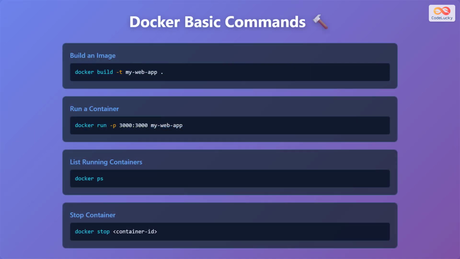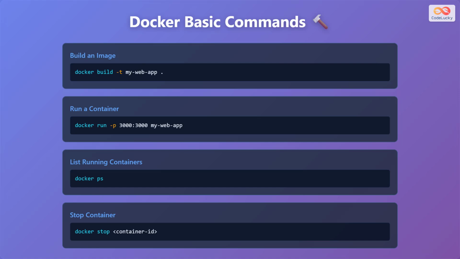Let's explore some basic Docker commands you'll use frequently. To build a Docker image from a Dockerfile, you use the command docker build -t my-web-app . This command creates an image named my-web-app from the Dockerfile in the current directory.